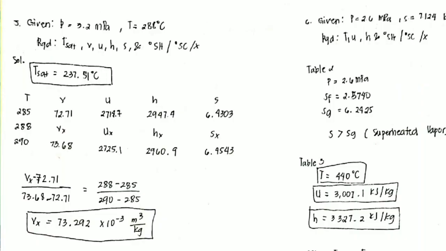So let's move on to the fifth condition, where we are given a pressure of 3.2 megapascals and Tact of 288 degrees Celsius. We are required to find the Tsat, the V, U, H, S, and degrees superheated vapor or degrees subcooled liquid, or X. So how can we identify which table we're going to use? Our actual temperature is bigger than the Tsat. Therefore, I conclude that the table I'm going to use is table number 3, and that is right. Let's go to table number 3 and find the pressure 3.2 megapascals.